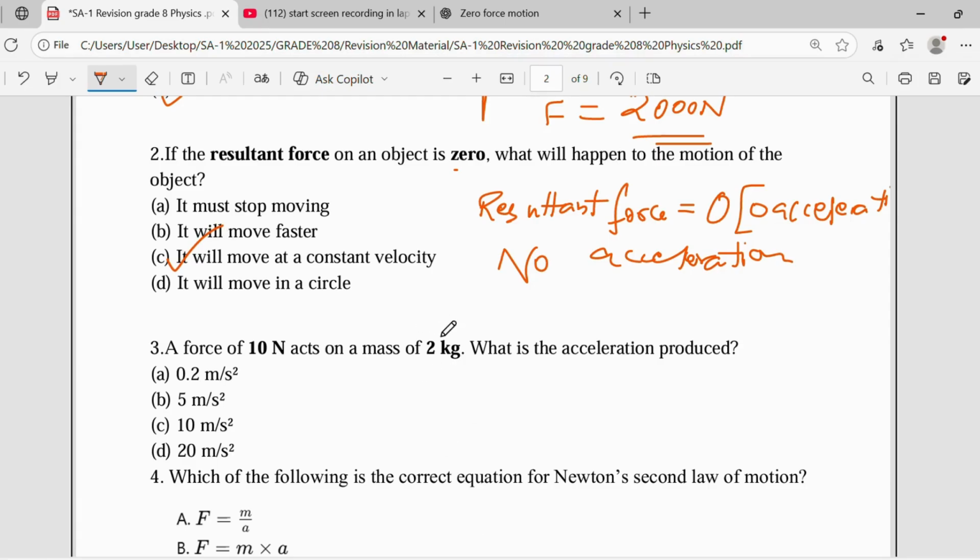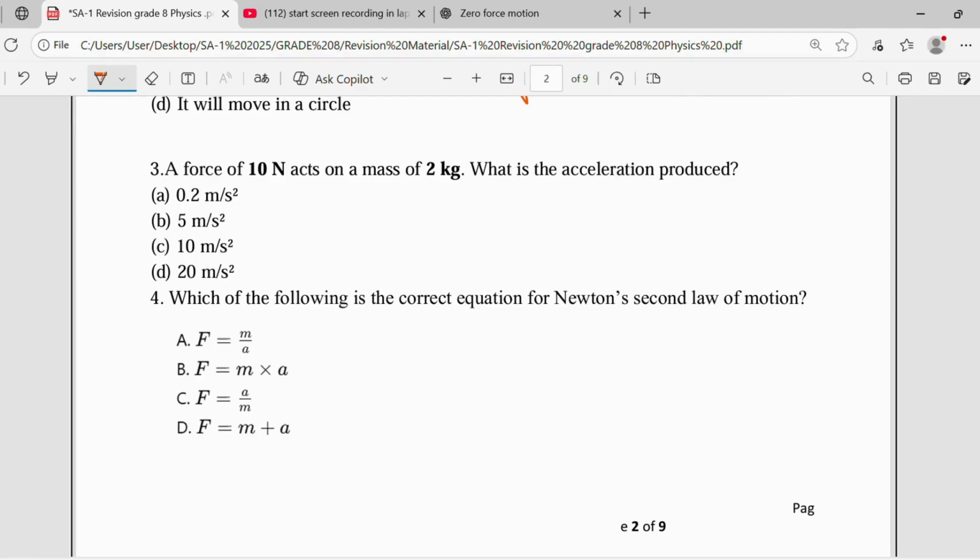Now, coming to question number 3. A force of 10 Newtons acts on a mass of 2 kg, what is the acceleration produced? As I told you before, the first thing we have to do while solving a numerical is write down the given data. So here, force is given, that is F equals 10 Newtons. Second, the mass is given, m equals 2 kg. We need to find out the acceleration produced.